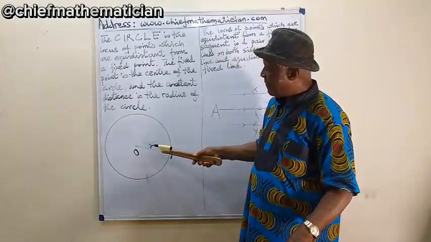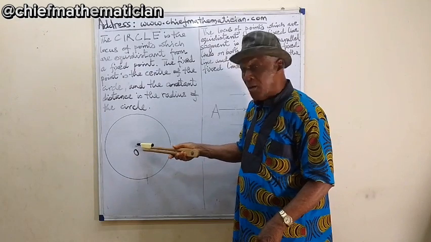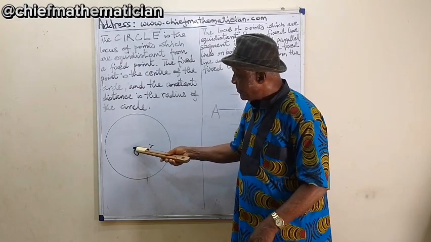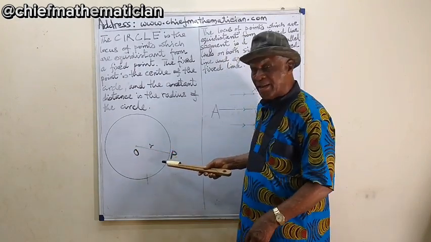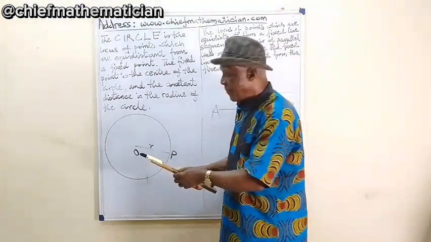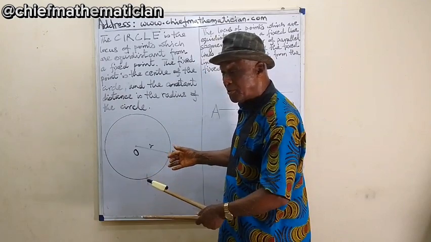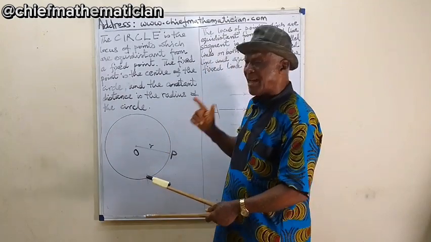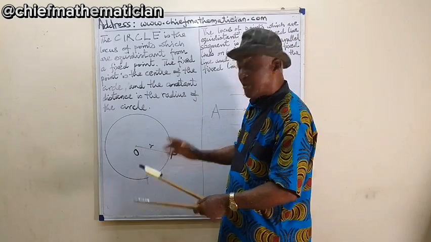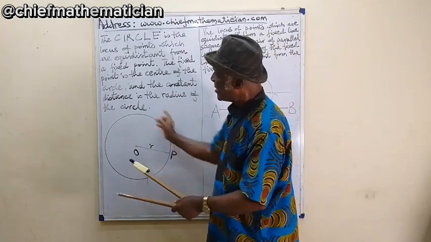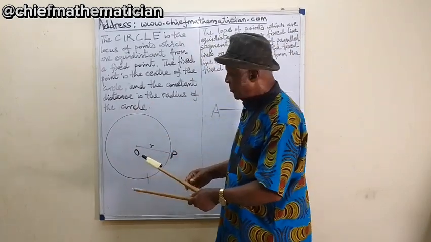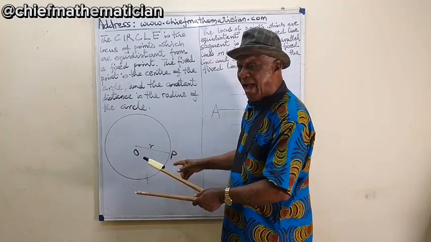So if you look at what I have here, O is the fixed point. OP is the fixed distance. Now, if P is to move so as to be at a constant distance from O, the only way it can move is to describe this circle with O as center.